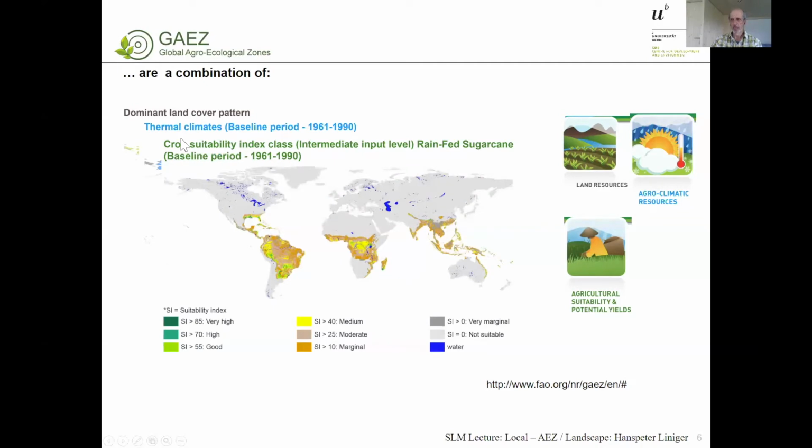The third one is we go to crop suitability indexes with a certain input level here, an intermediate input level, not too high, not too low. And now crop related. So this one here as an example, so it's done for different crops, rain-fed sugarcane. And it shows where do you have a high suitability and where do you have a marginal to no suitable situation. So that's done for different crops.